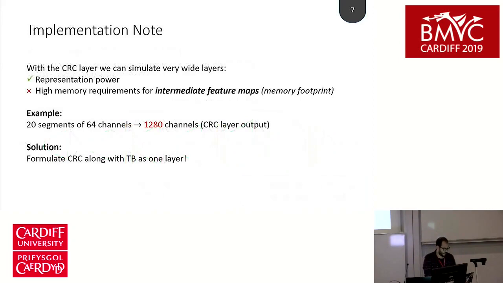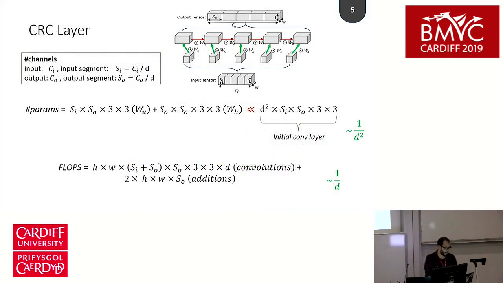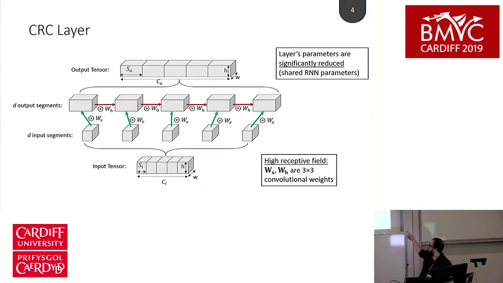Of course, the CRC layer expands the channels, and the transition block combines the channels and shrinks the output. This is important because we have a high receptive field, because each step is a 3x3 convolution. So the last one has many successive 3x3 convolutions.